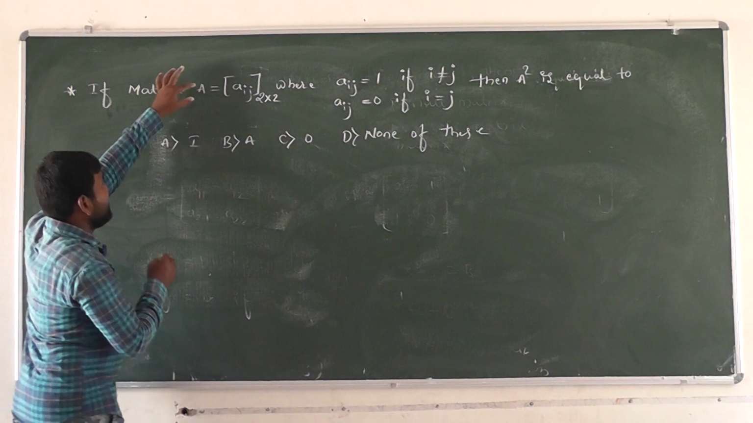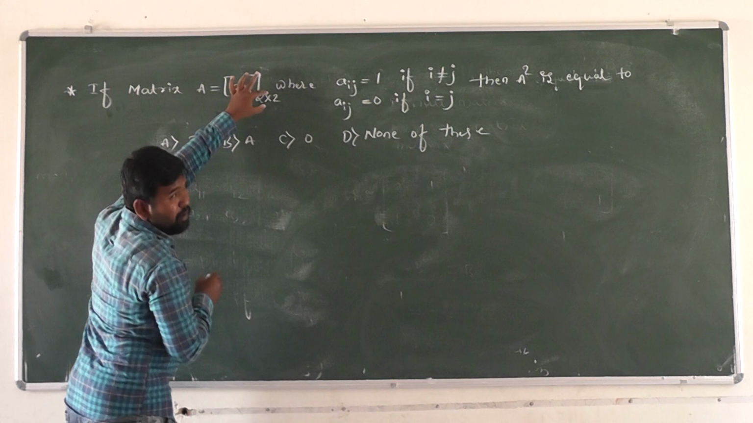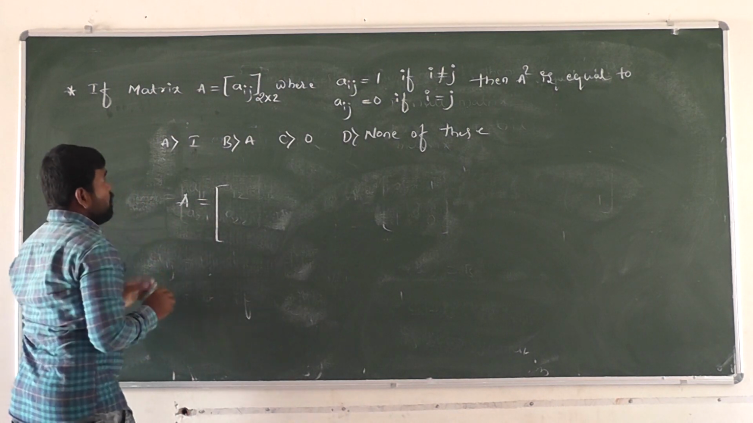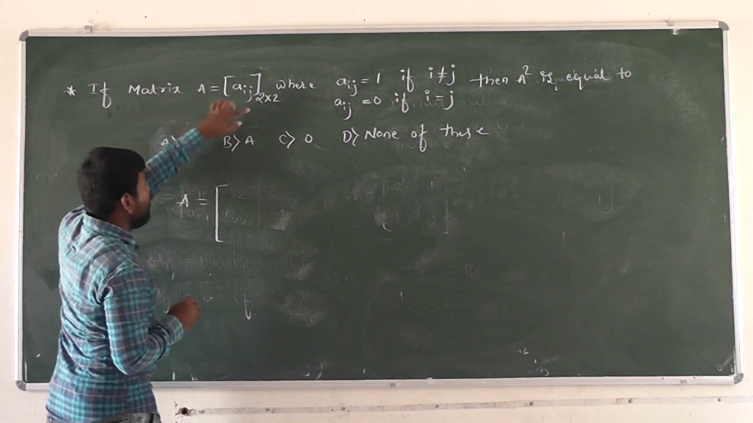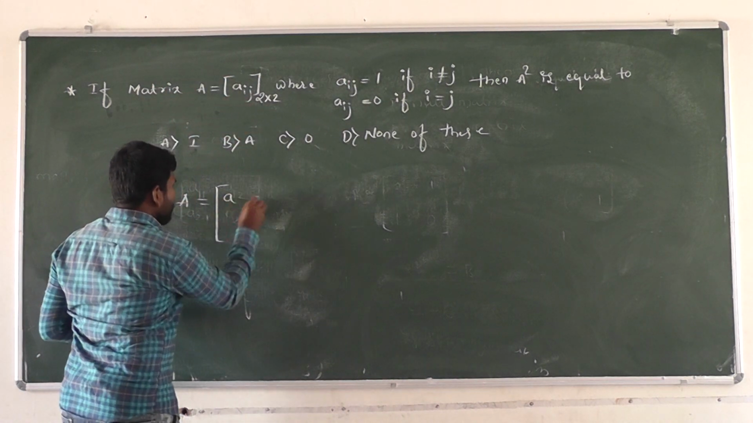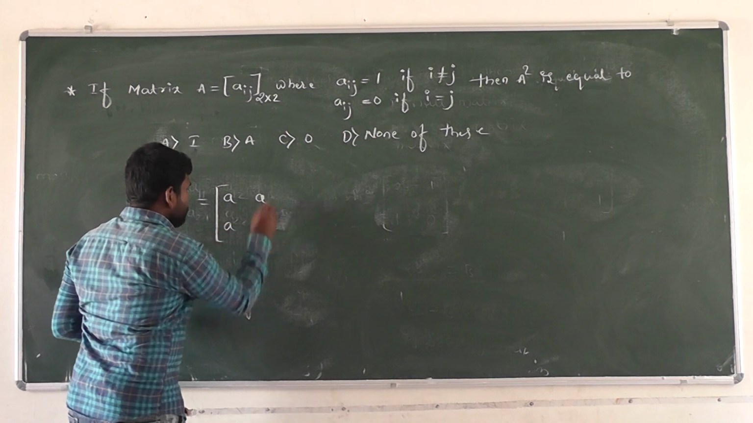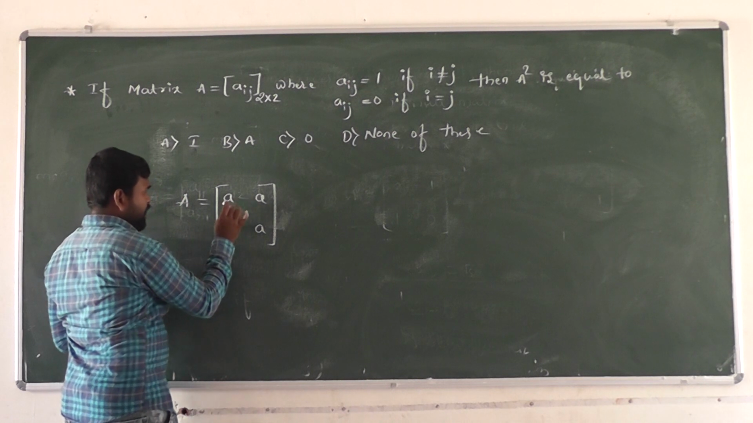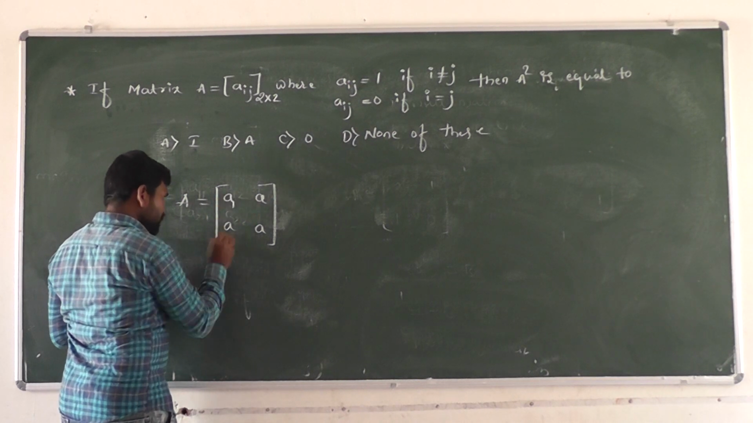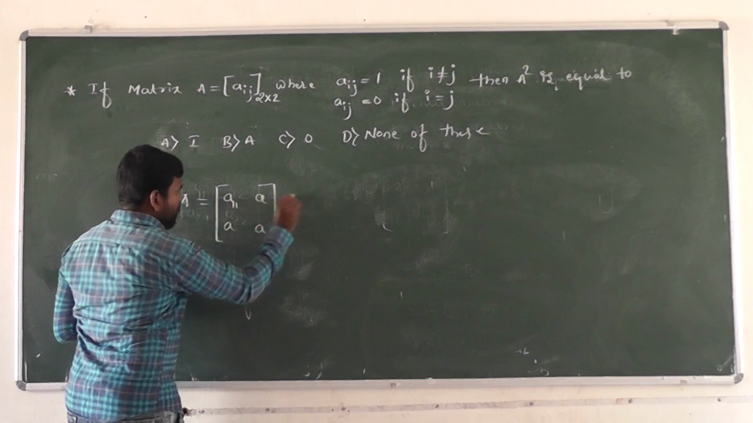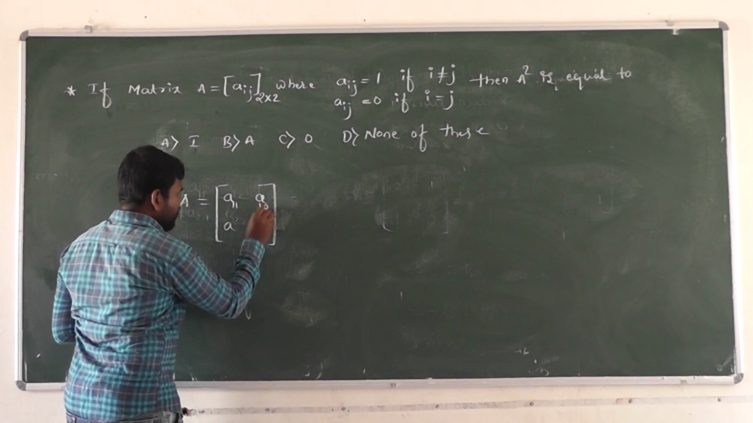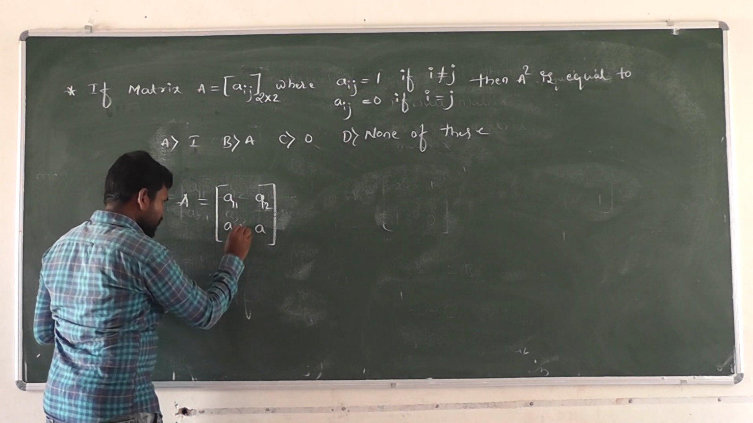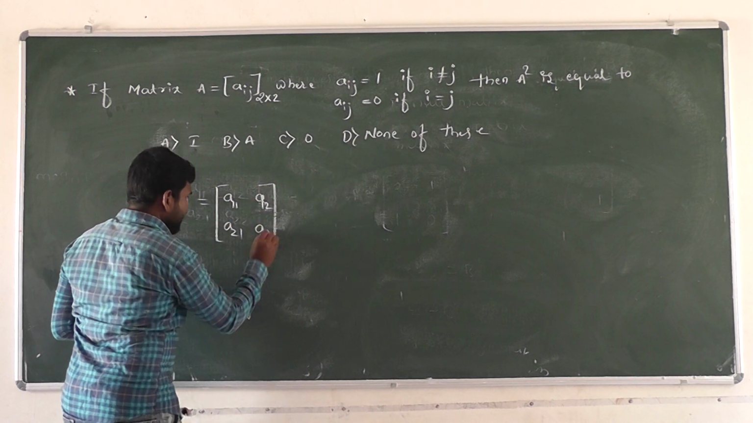First we have to construct the 2 cross 2 order matrix. A is equal to a 2 cross 2 matrix, so how many elements are present? 4 elements. We arrange them in 2 rows and 2 columns. This is the first row, first column element. This one is the first row, second column element. This is the second row, first column element, and this one is the second row, second column element.